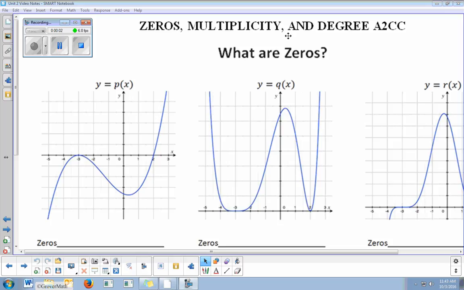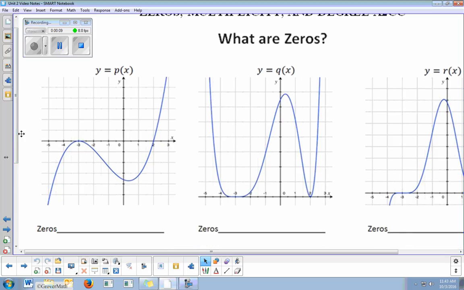Zeros, multiplicity, and degree, Algebra 2 Common Core. So what exactly are zeros? This is coming off of chapters where we were factoring and solving to find zeros, and we just did the quadratic formula and completing the square to solve for irrational zeros. So what exactly are zeros?